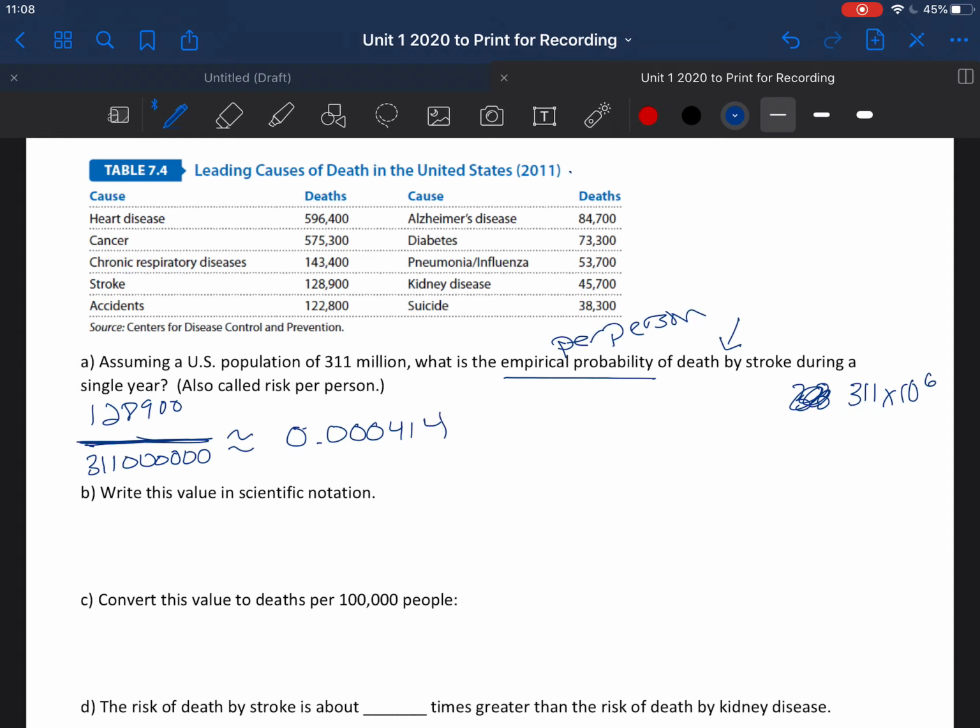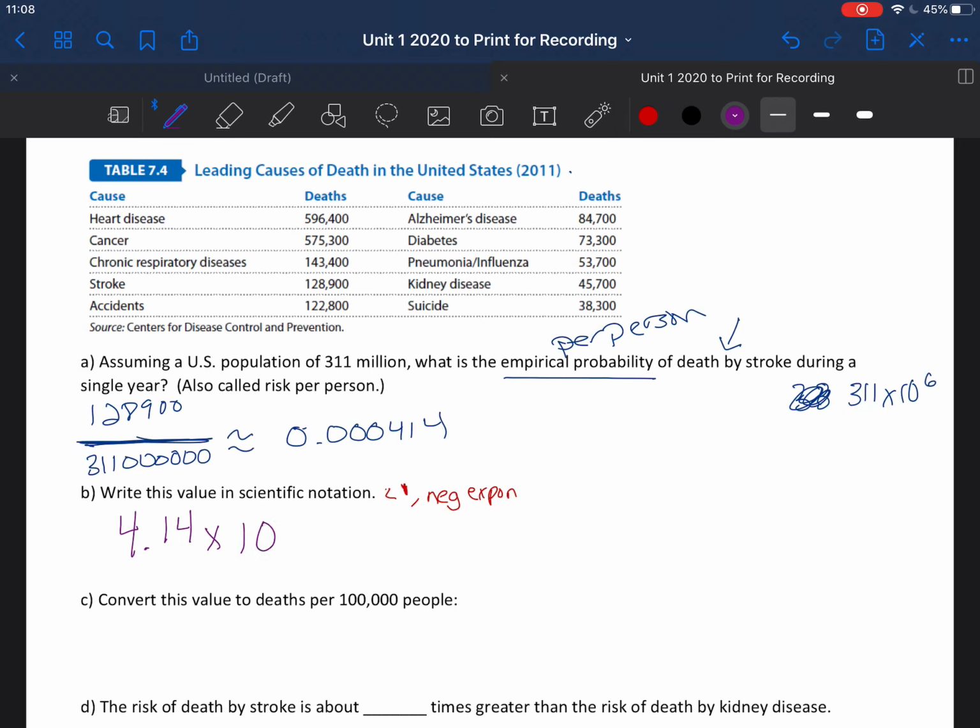Now let's practice putting this in scientific notation. I noticed that that number is less than 1. So that means I'm going to use a negative exponent. The first thing I'm going to do is identify what my number would be. So I'm going to go along until I find a number between 1 and 10. So that is 4. The rest of my value will be as the decimal.